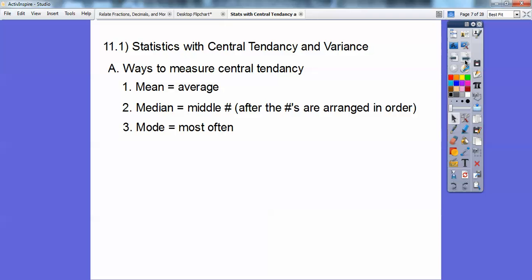Sometimes there's more than one mode because you might have two numbers that repeat the same. Sometimes there isn't a mode. There are no repeating numbers. Range is the biggest number minus the smallest number.